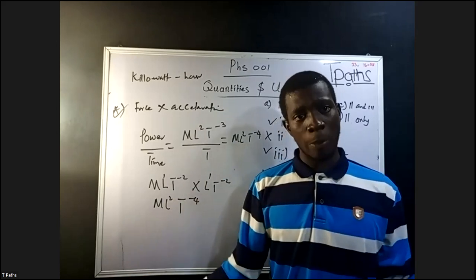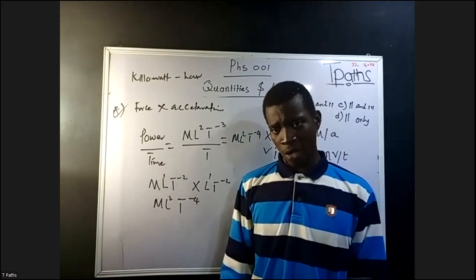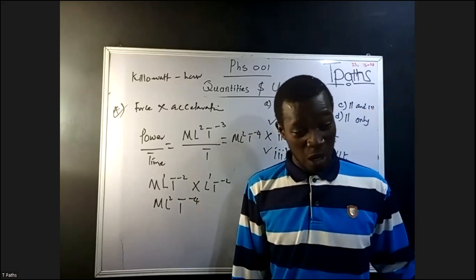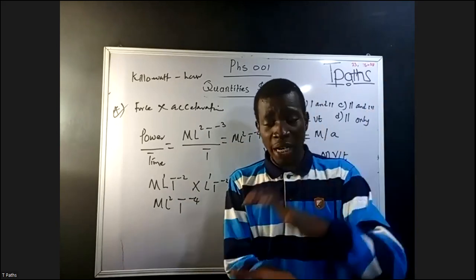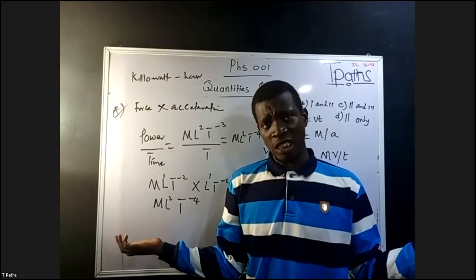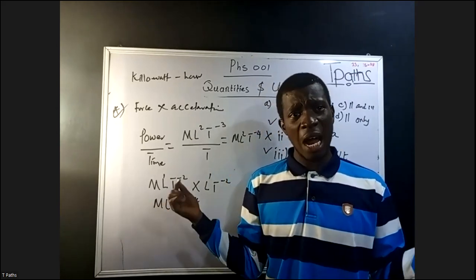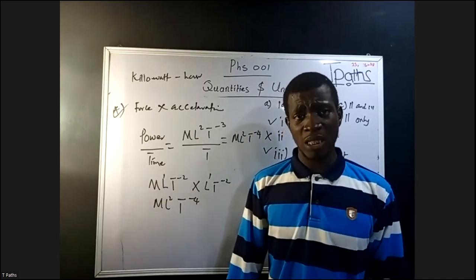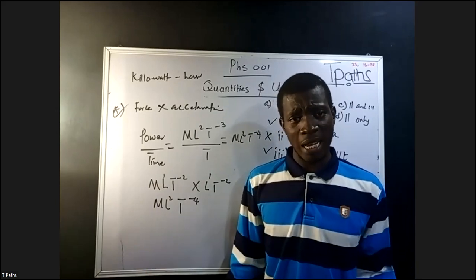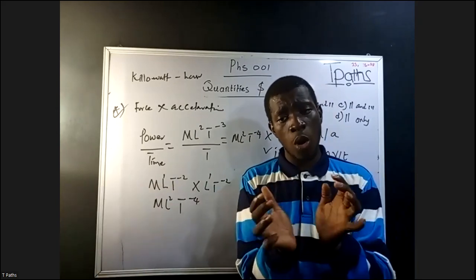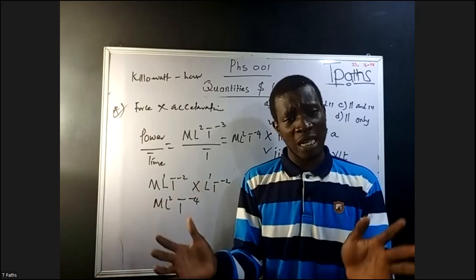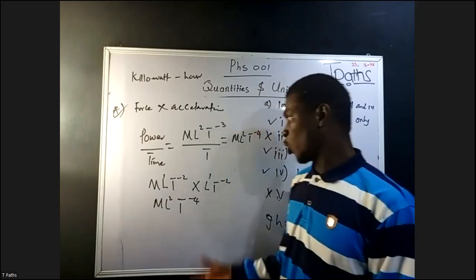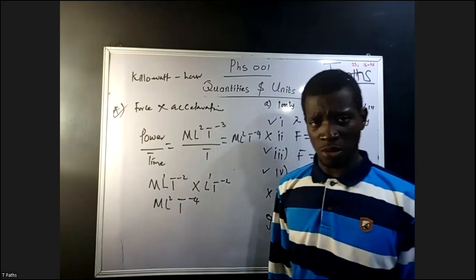When we talk about pressure, pressure is what? Force over area. Force can be gotten from fundamental quantities. Area also can be gotten from fundamental quantities. Bringing the two of them together will give us what? Derived units. So in other words, derived units are gotten from fundamental quantities. And how do we get them? When you bring two or more quantities from fundamental quantities together, the result you are going to get is derived units.